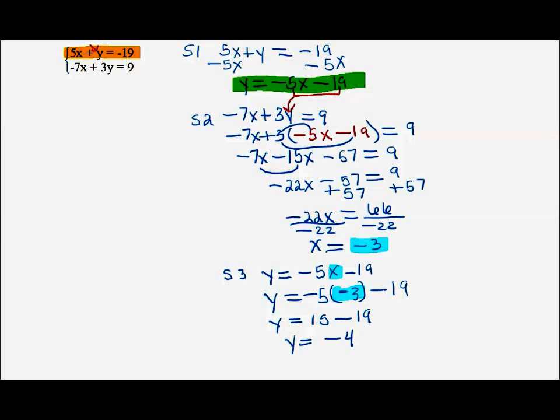So now that I have my x value and my y value, I can put my solution set together. Now once again, remember that the solution is an ordered pair, and in an ordered pair, the x value comes first. So that becomes negative 3 for the x and negative 4 for the y. So my solution is simply negative 3, negative 4.